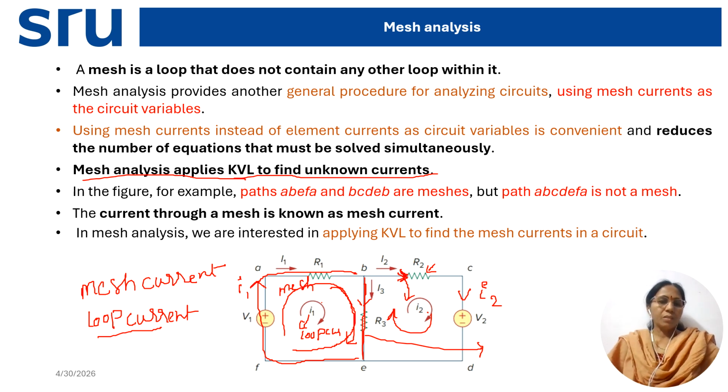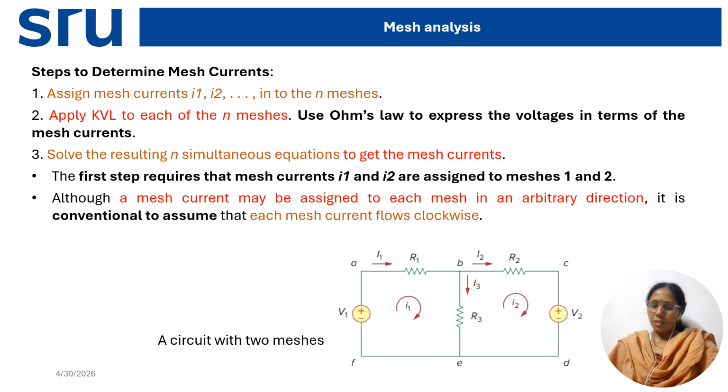Let us take one circuit on a fresh page. Now see, here I am taking one example network with two voltage sources and three resistors. Now see how to find the loop currents and what steps we need to follow to find these loop currents.